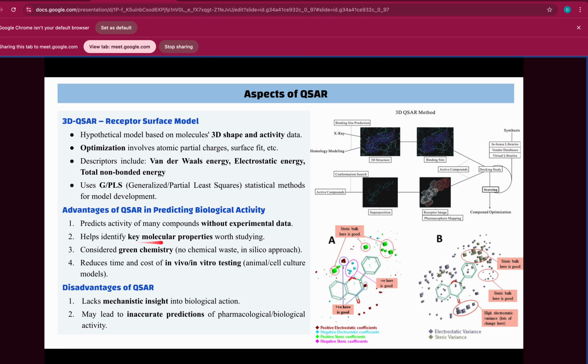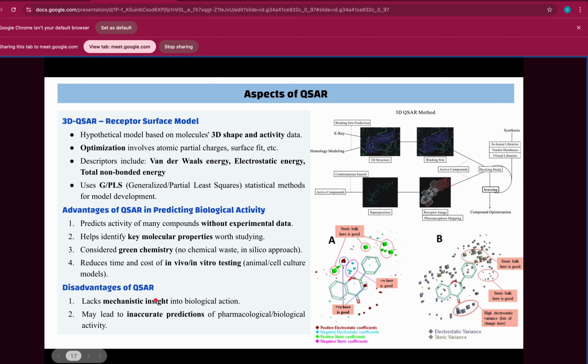Second thing is, it helps you to identify the key molecular properties which are worth studying. Because in QSAR you are looking for the structural descriptors, so with those descriptors you will be able to know what particular descriptor is more responsible for activity variations. So those properties you can further study. Then considered green chemistry, that means there is no chemical waste because it is in silico approach, so you are not wasting many chemicals. And it also reduces time and cost of in vivo and in vitro testing, because it will take less time because you are using in silico approaches. So computationally you are testing so many compounds, so in that way it is reducing the time and cost.